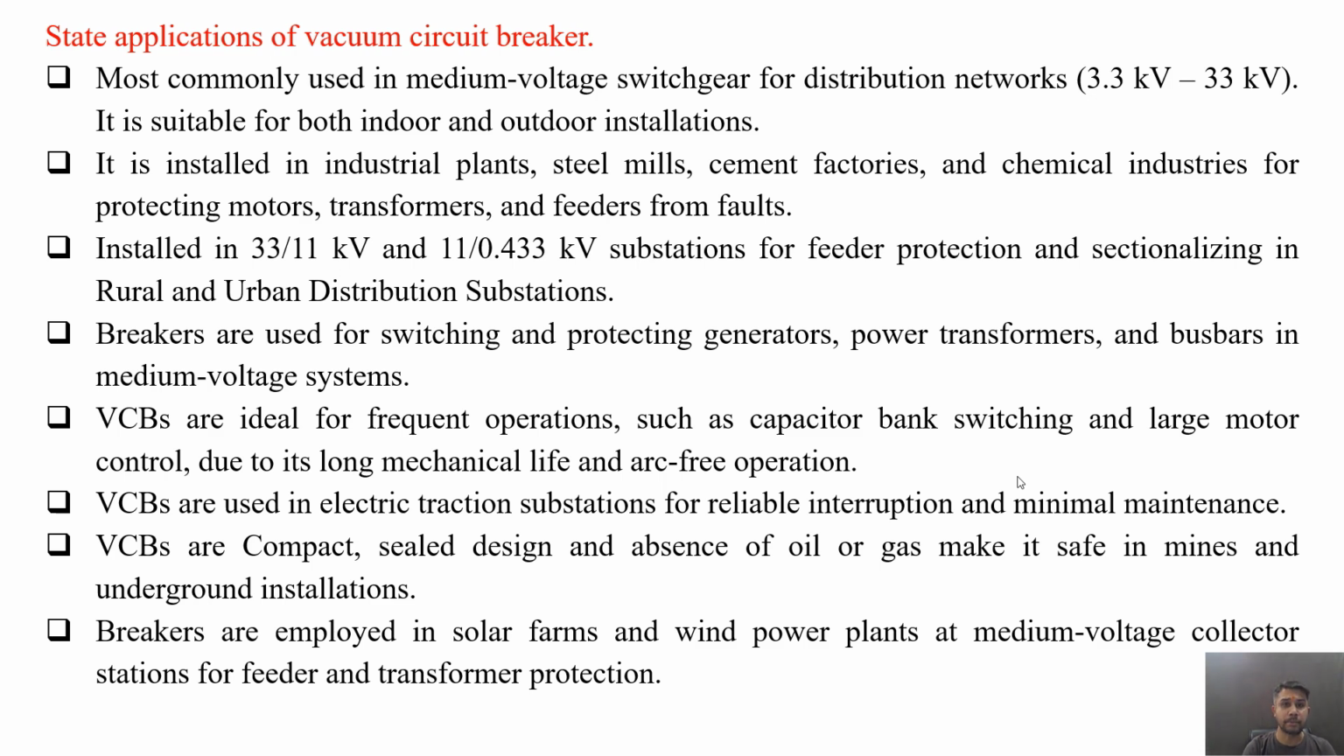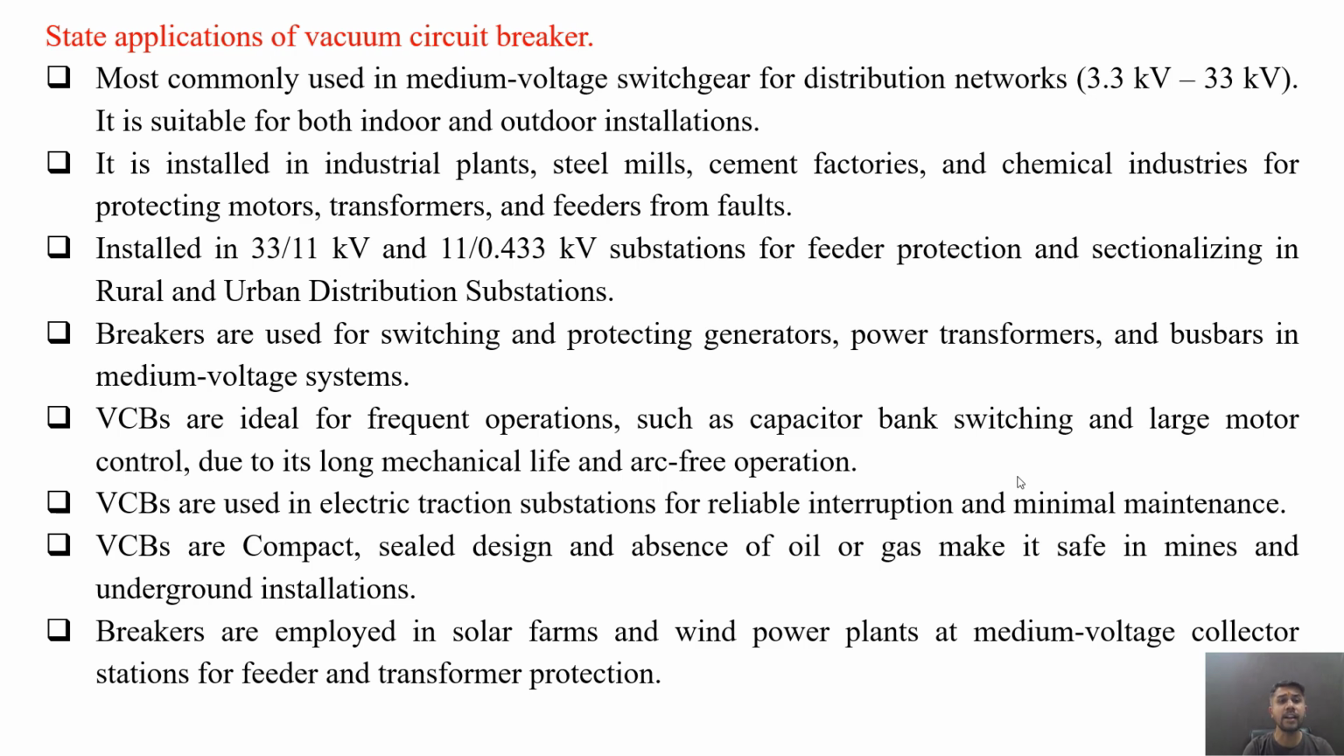Applications of vacuum circuit breaker. Most commonly used in medium voltage switchgear for distribution networks, that is for 3.3 kV to 33 kV. It is suitable for both indoor and outdoor type installations. It is installed in industrial plants, steel mills, cement factories, and chemical industries for protecting motors, transformers, and feeders from faults.